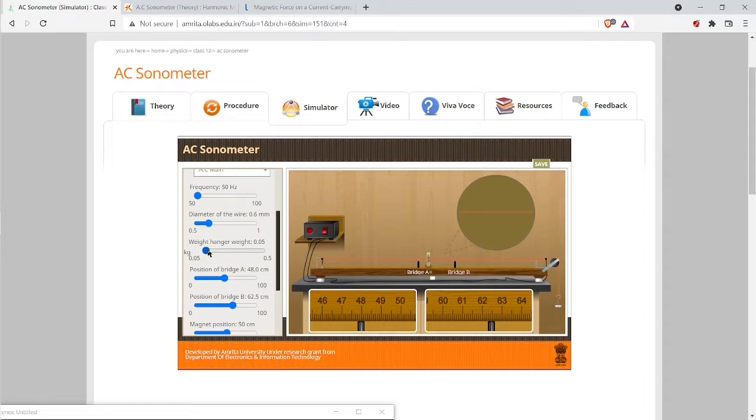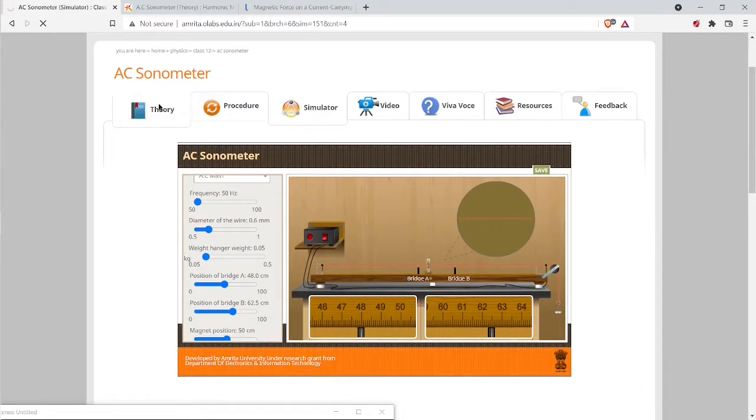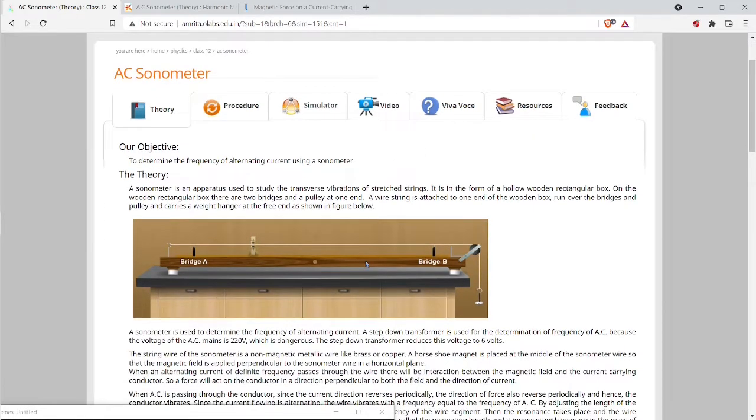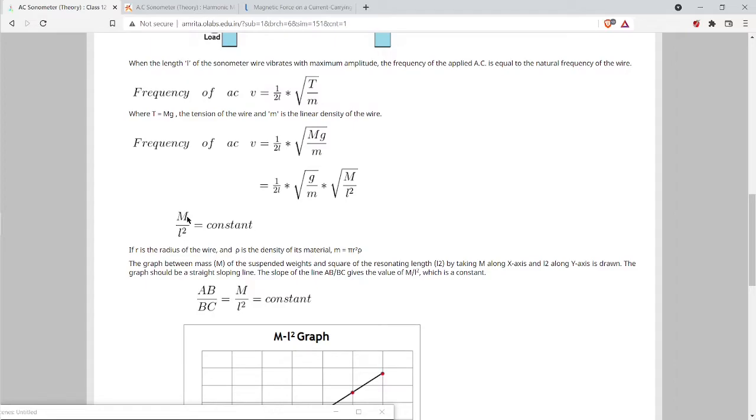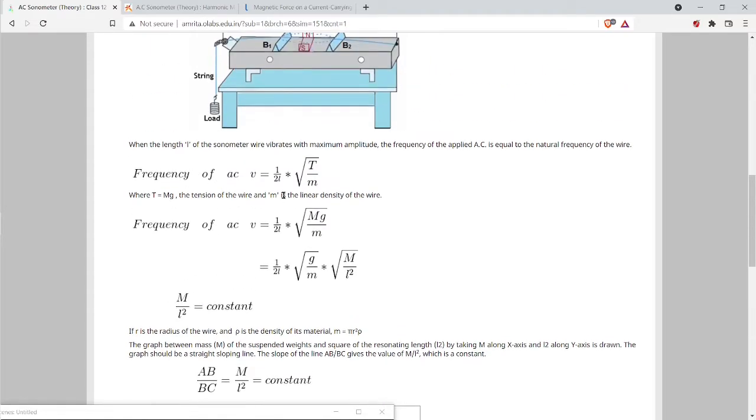Now for the sake of simplicity, let's go back to the theory right now. So this frequency of the AC, when there is a resonance, that frequency of the AC will match with the natural frequency of the wire. So what will happen? This natural frequency of the wire should be equal to the frequency of the AC. Now we will just simply, it is a simple calculation.